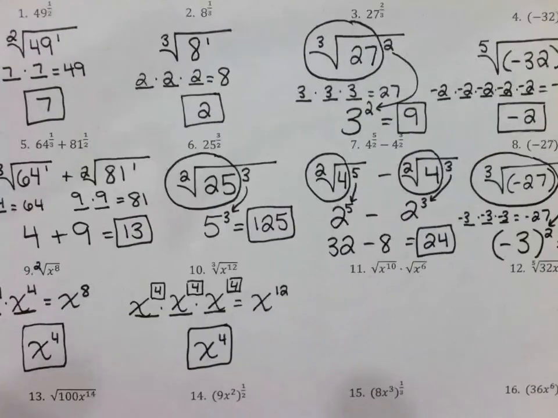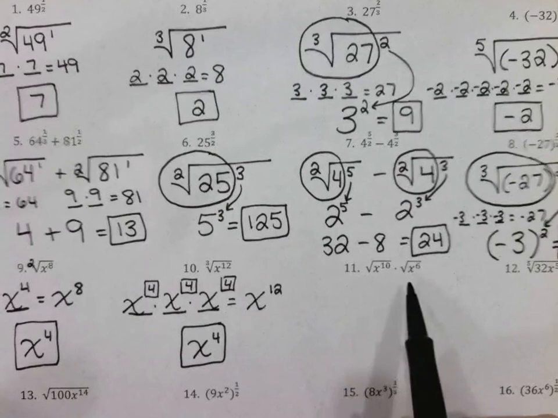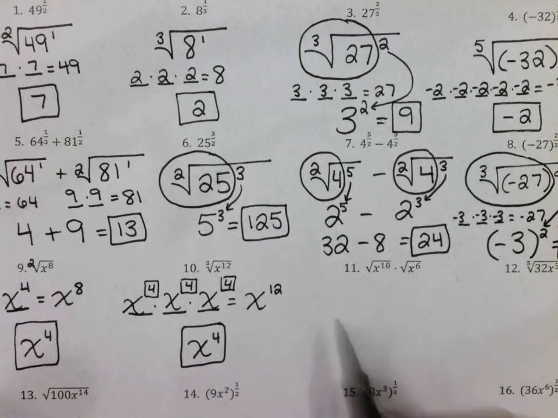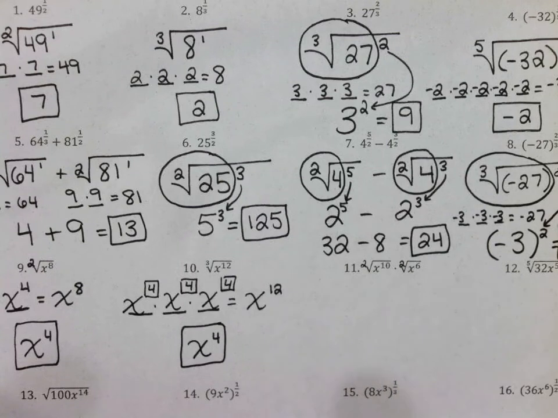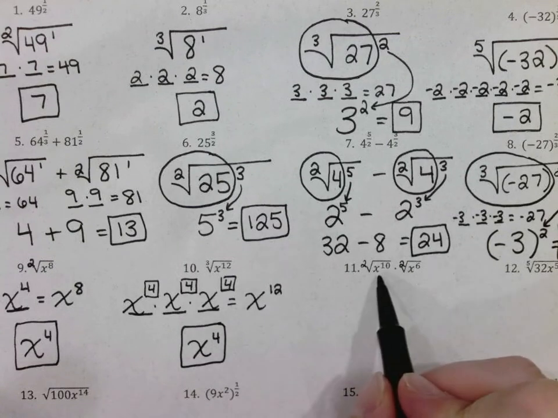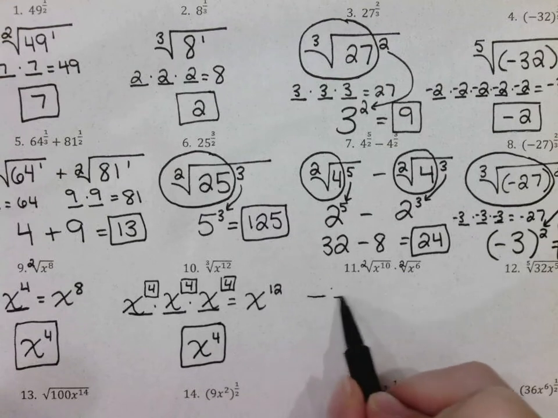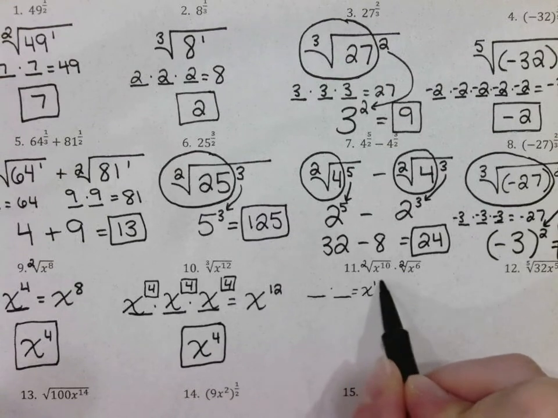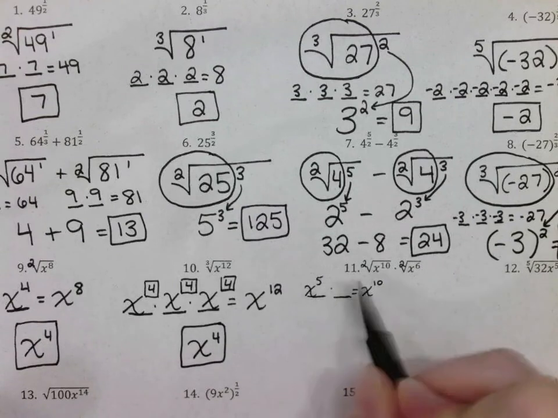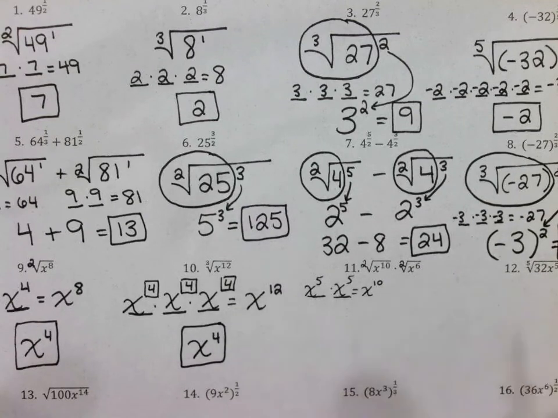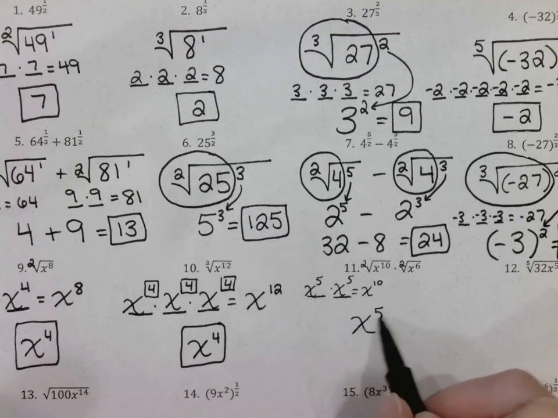Okay, for number 11, I'm going to just treat these separately, and then whatever I get, I'll just multiply them together. So keep in mind, we have an index of 2 on both of these. So for this first piece, the square root of x to the 10th, we know we need something times something to give us x to the 10th. The only thing that works there is going to be x to the 5th times x to the 5th. So this first piece right here, I know that's x to the 5th.